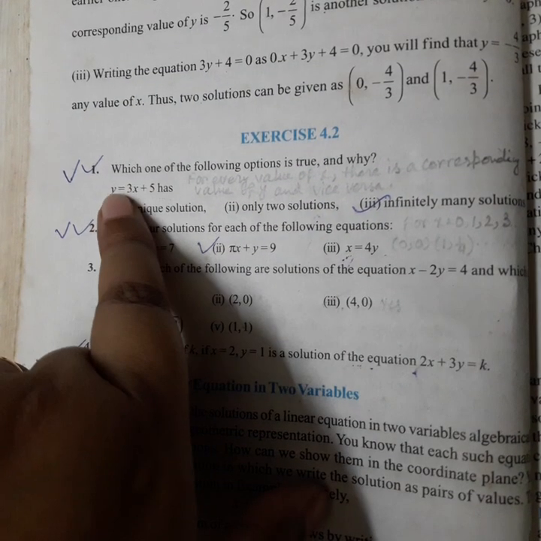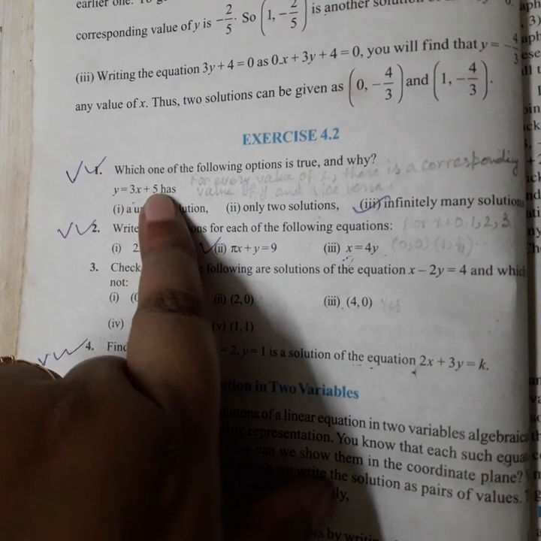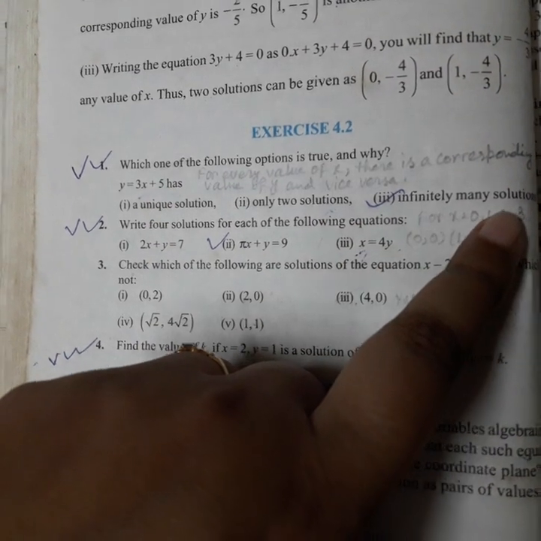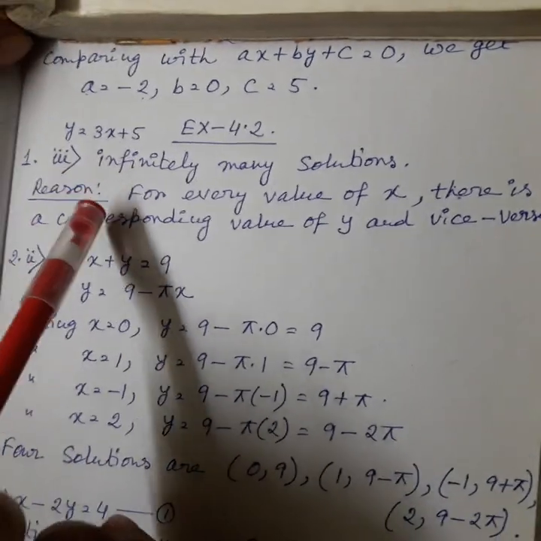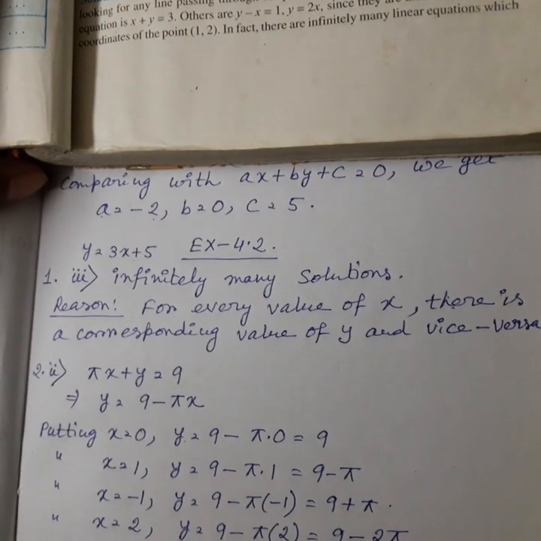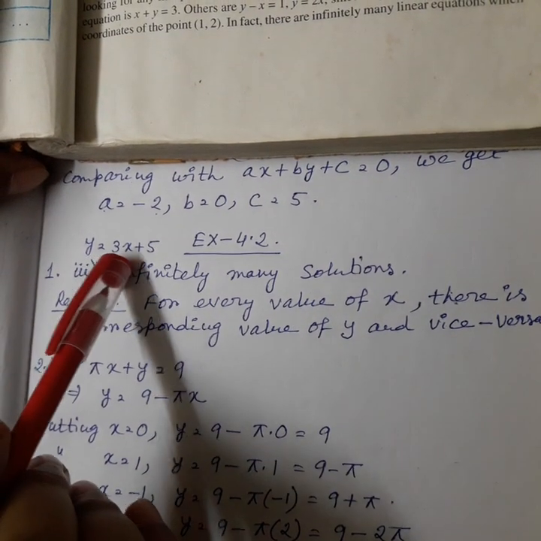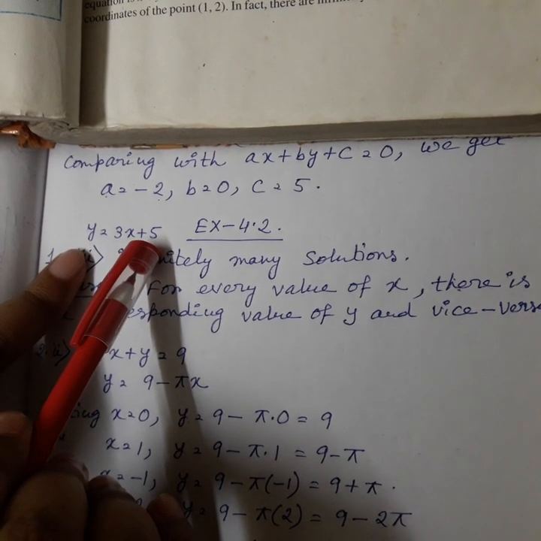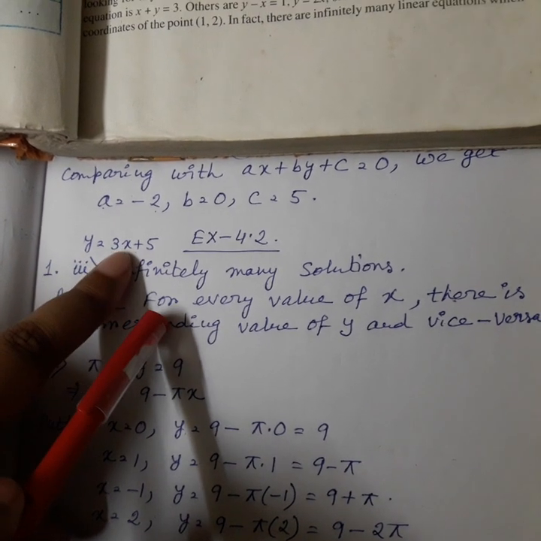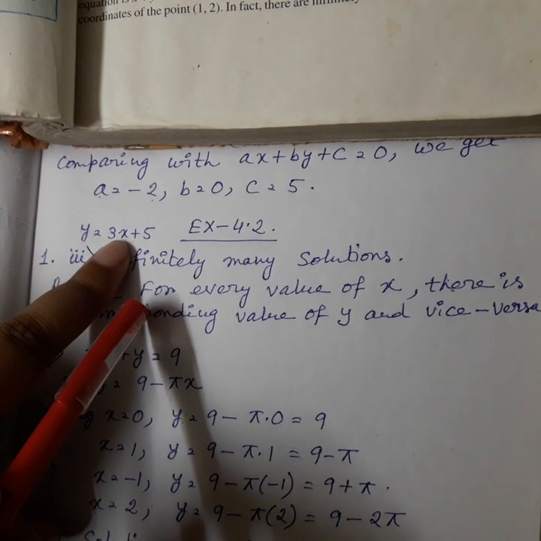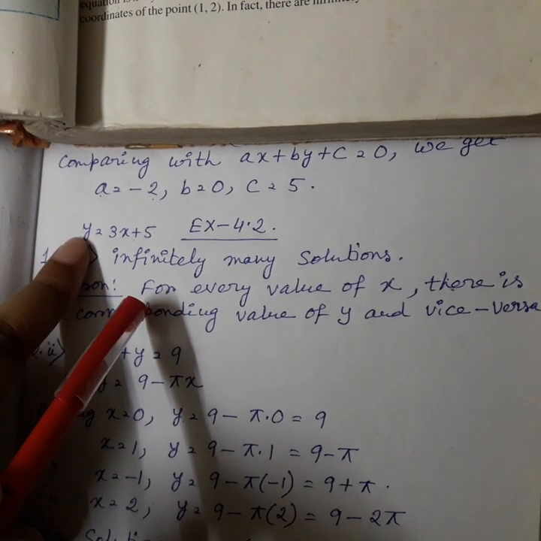So this is a linear equation, y equal to 3x plus 5. So this has infinitely many solutions. Why? Understand it properly. If the equation y equal to 3x plus 5, that is the linear equation, we will get infinitely many solutions, because if we put x equal to 0, 1, 2, 3, 4, separate values of y we will get.